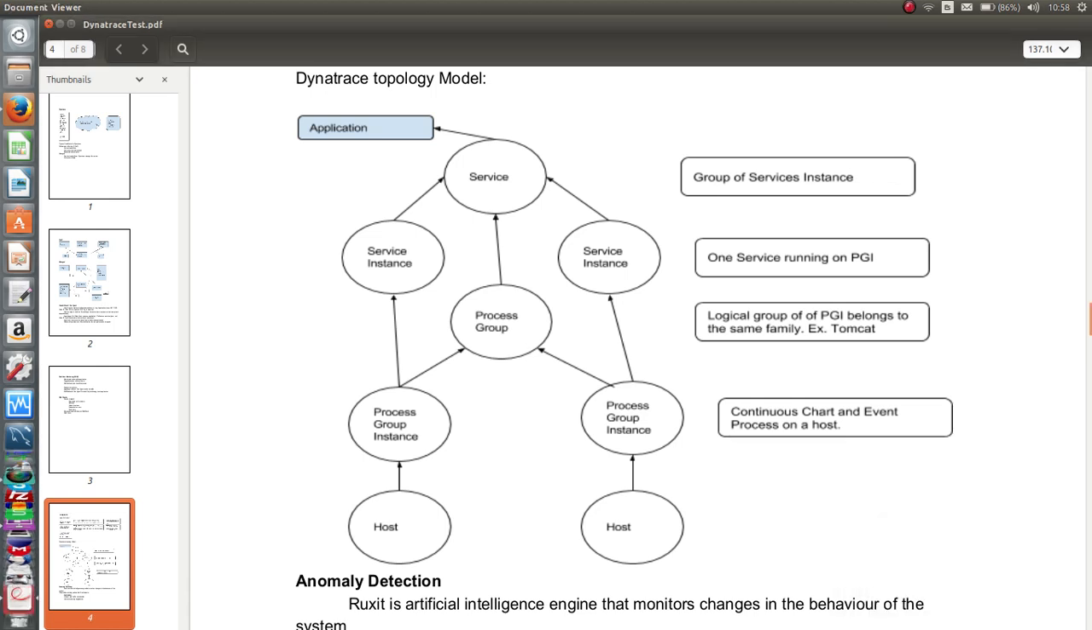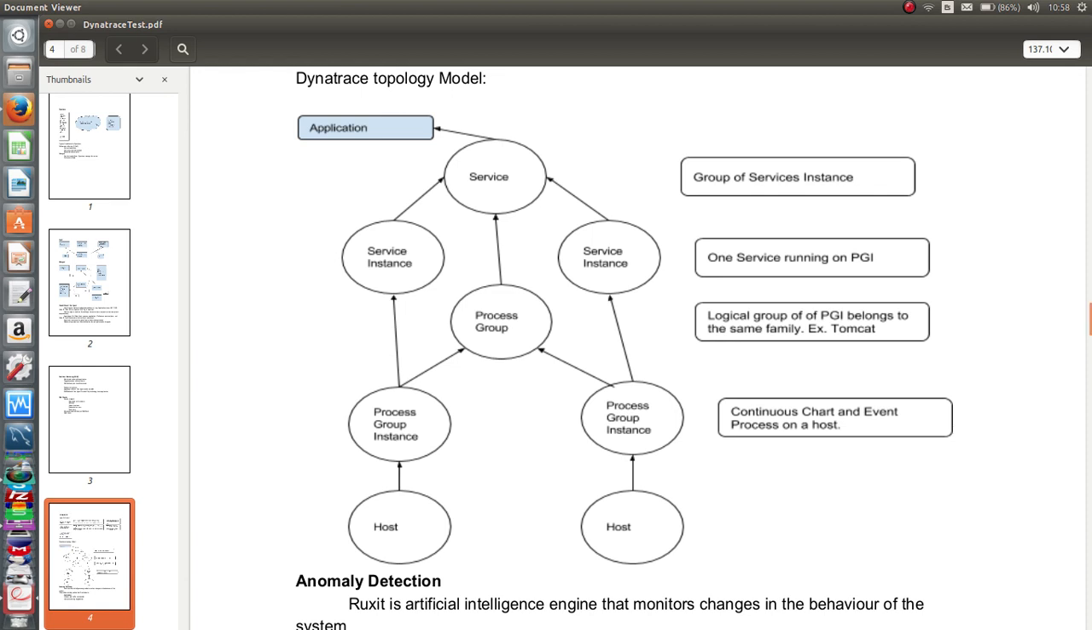Okay, so now we are going to explain the Dynatrace topology model. We are going to show some charts here, and then we are going to go to the live Dynatrace demo site to explain all the parts that are involved in the Dynatrace topology model.